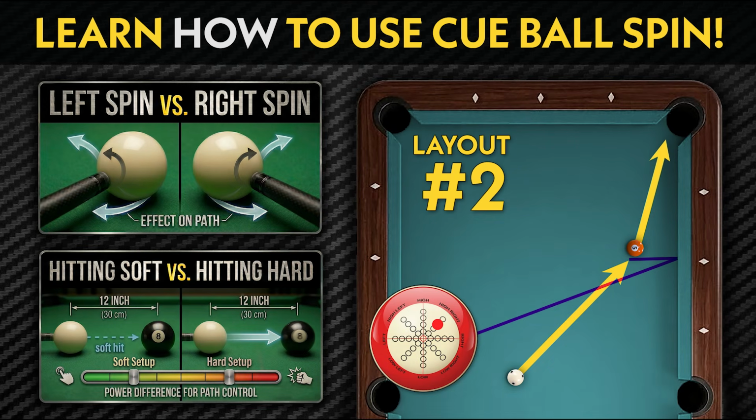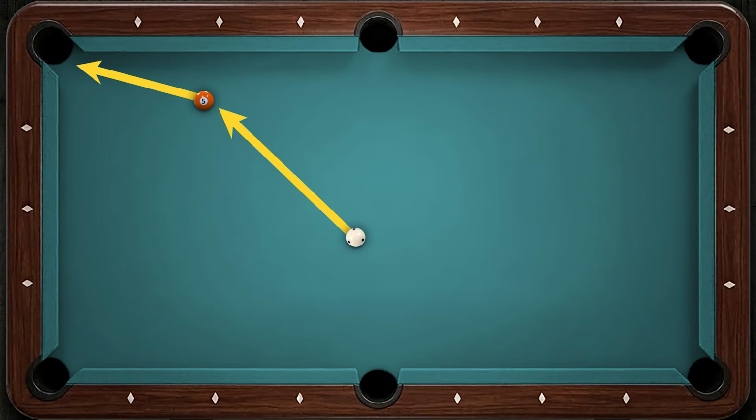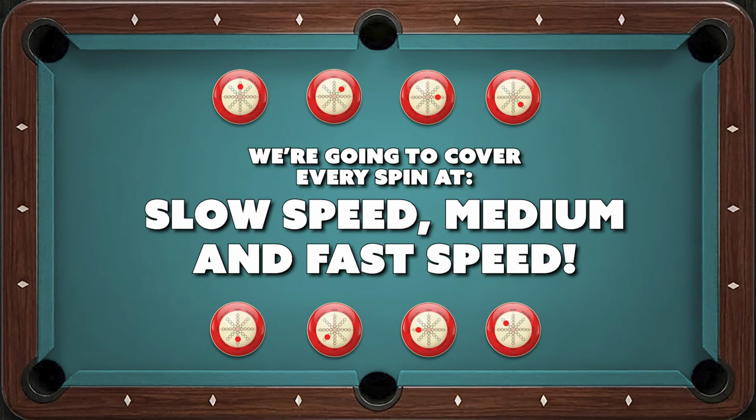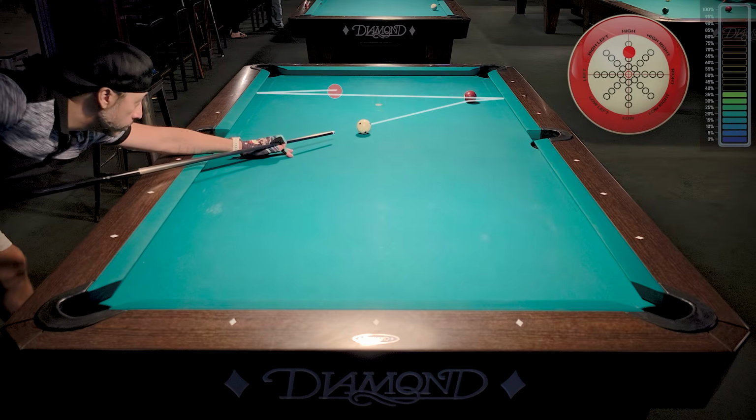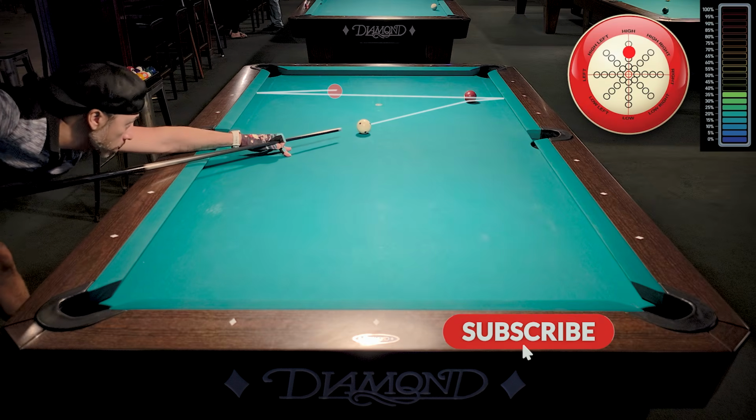All right, we're back with another video in this series of learning how to use spin. This is going to be the layout that we're going to use today, and we're going to cover 8 different spins at slow speed, medium speed, and at fast speed. So let's go ahead and start off with slow speed. These are going to be about 30% power.